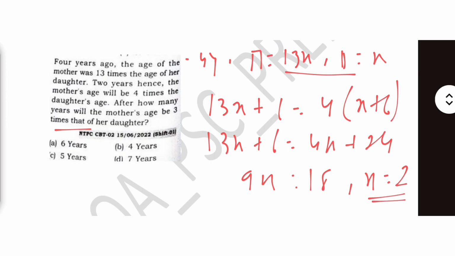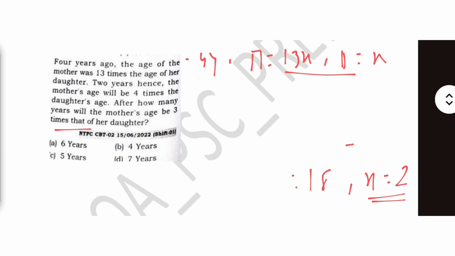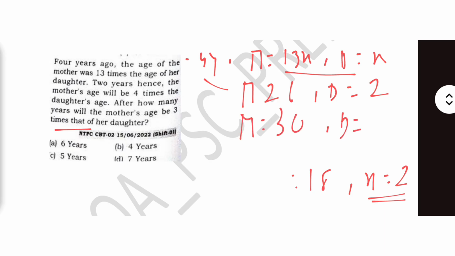Guys, we know this is x equals to 2 now. Okay, what is the mother's age now? 13 2s are 26. This is mother's age and this is daughter's age. But this was 4 years ago. To come to the present, we have to add 4. So mother becomes 30, daughter becomes 2 plus 4 becomes 6.